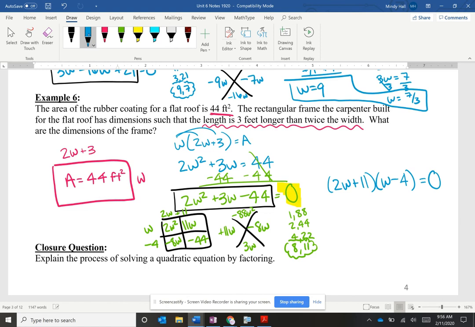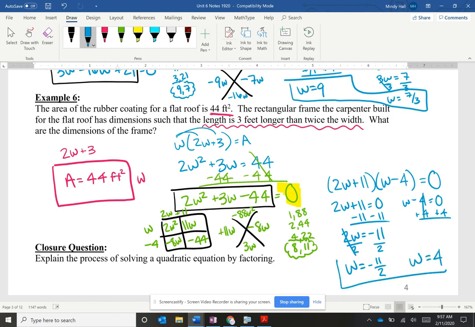Again, this is our factored form when we multiply these. So then we set each of these equal to 0. 2w plus 11 equals 0, and w minus 4 equals 0. And so we would subtract 11, and that gives you 2w equals negative 11, and then we divide by 2 to get w equals negative 11 over 2. And with the other one, we would just add 4. That one's the nice one. And so that would just give us w equals 4.